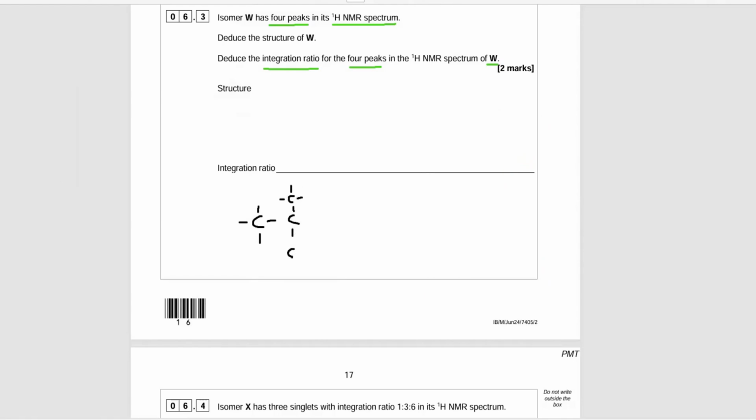Okay, so if we look at the previous question, we did isomer V. We know this is just an isomer of isomer V, so I can't put the methyl group there on the first carbon. I could try butanoic acid. That's not going to work. We need 4. What does it tell us here? Oh my gosh, it's got 4 different peaks. So I need 4 different hydrogen environments. And we've got to write down the integration ratio and the structure.